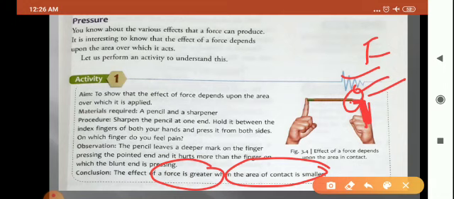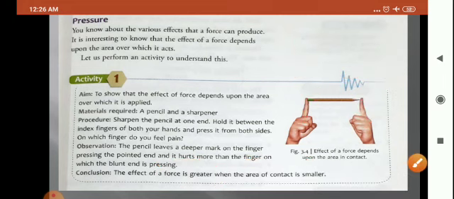पेंसिल की जो टिप होती है वो क्या है, बहुत शार्प है. Area of contact is less, so effect of force is more. And here the blunt side, area of contact with this finger, this blunt side of the pencil is more, so effect of force is less. Okay, or the effect of force is smaller. So I suppose children I am clear to you.